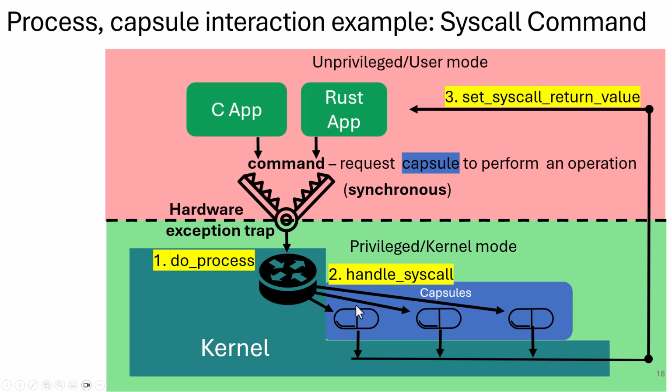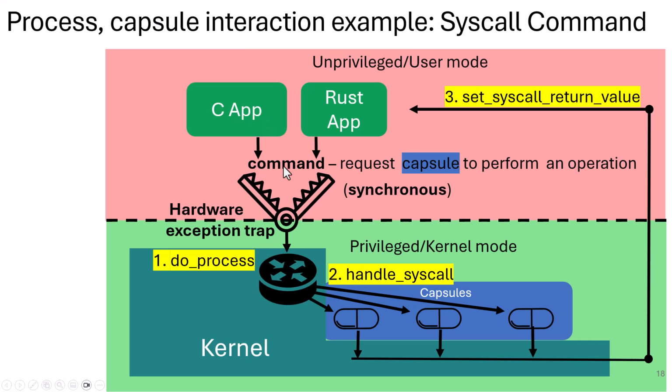Once that's done, because the commands need to operate quickly and they're basically synchronous, that's quickly handled. It maybe sets a flag, and then it returns back a value with the set syscall return value, which goes back to the process, and then the process can do other things. So we talked about the command, we've talked about subscribe.